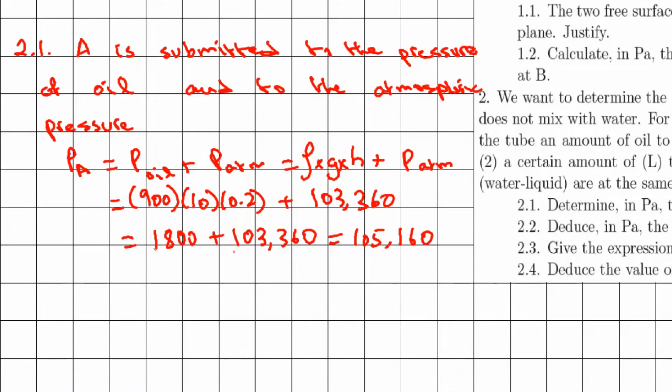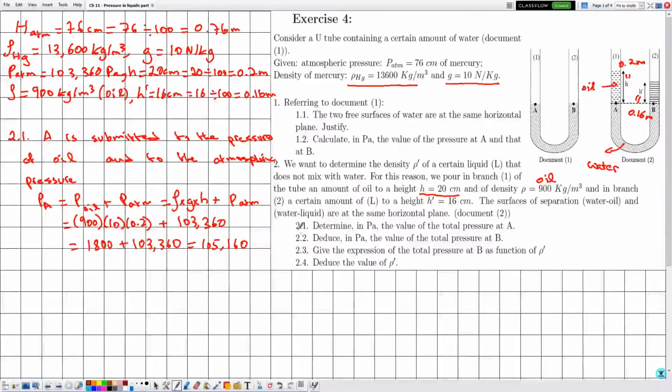Since both of these values are expressed in the SI, which is Pascal, the unit of the pressure at the point A will be expressed in Pascal as well, or in Newton per meter square, it's the same. So the pressure at the point A is given by 105,160 Pascal. So here let me write that the total pressure at the point A is given by 105,160 Pascal.